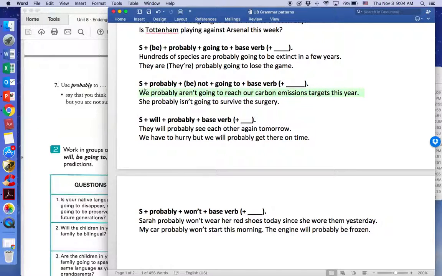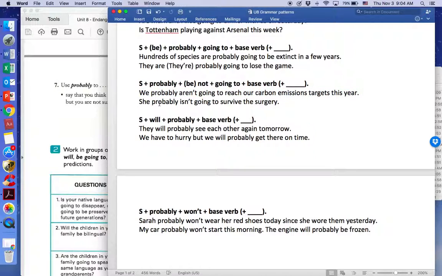The corresponding question would be, are we going to meet our carbon emissions targets this year? Or are we likely to meet our carbon emissions targets? Are we likely to reach our carbon emissions targets this year?